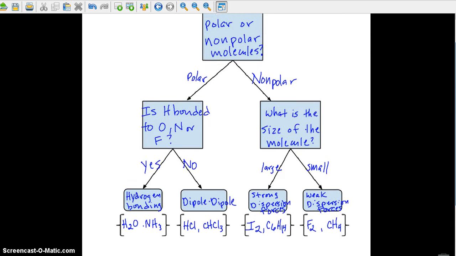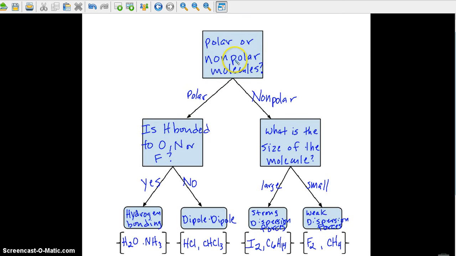So to summarize, the first thing we have to do is know whether the molecule is polar or nonpolar. And how do we figure that out? We figure that out based on the dot structure and the molecular geometry. So once we know the molecular geometry and we can decide if it's a polar or nonpolar molecule, then we can figure out what type of attraction there is between those molecules.